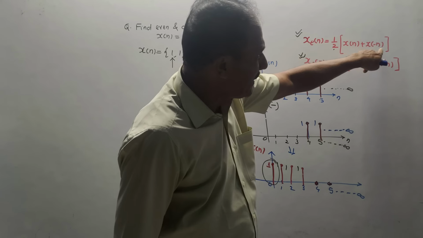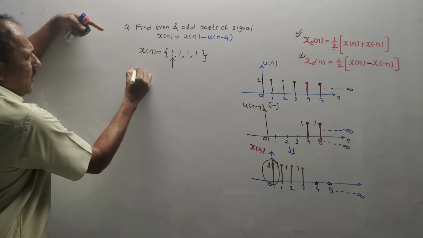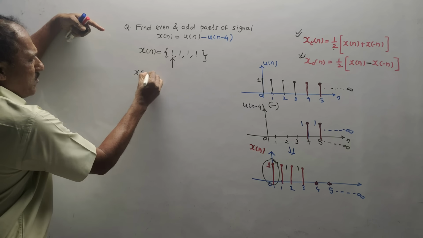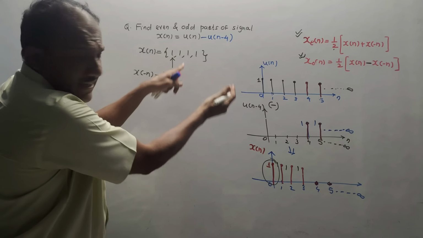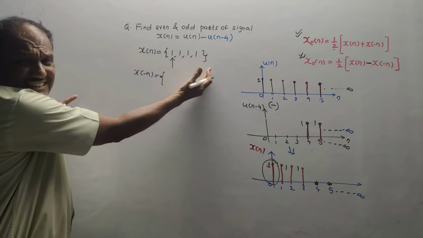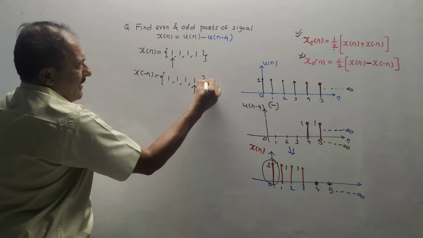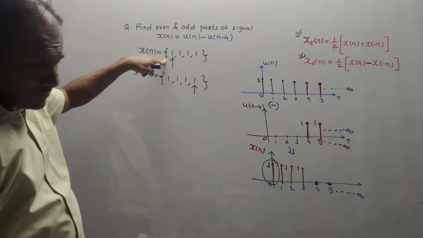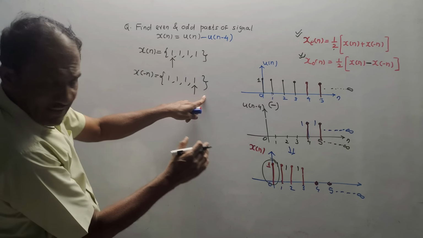It is x of n plus x of minus n. This is the diagram, sequence x of n. If I want to write the sequence x of minus n, how to write it? It should be the folded version or mirror image. Mirror image means write the sequence in reverse order. So it is 1, 1, 1, 1. Arrow will be at the last one because earlier it was at the first one. If you fold this signal, arrow will be at the last position.